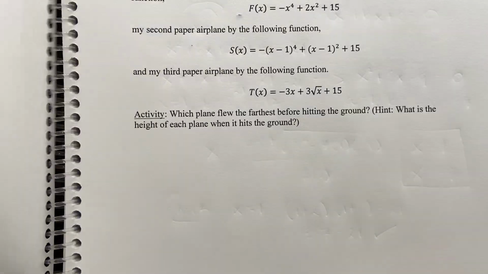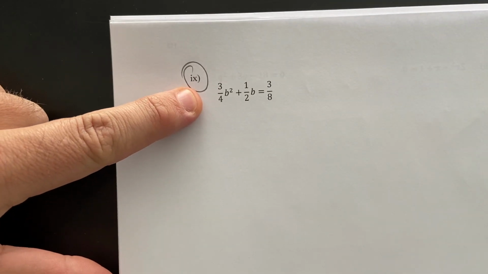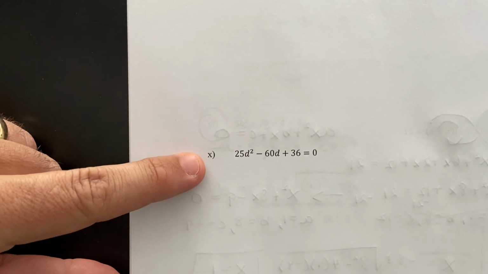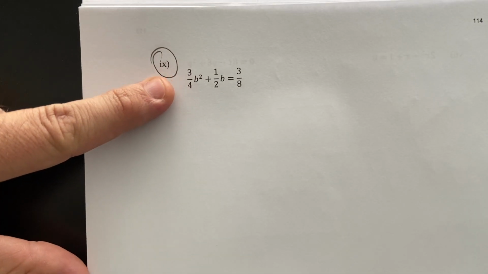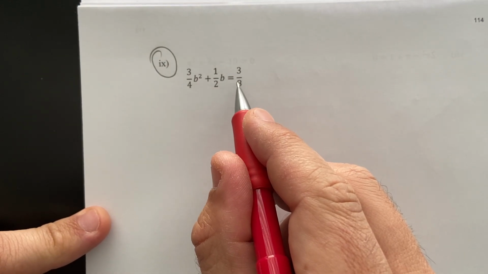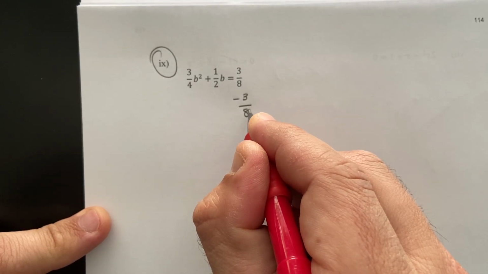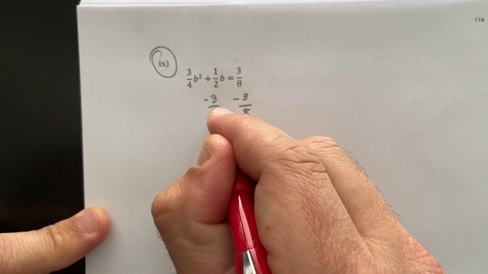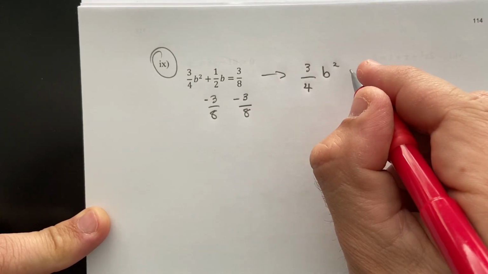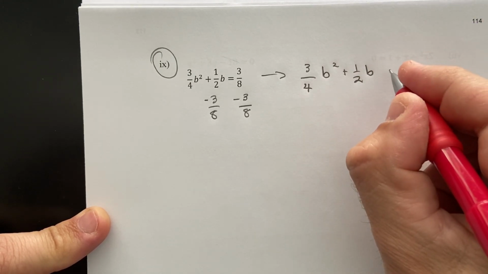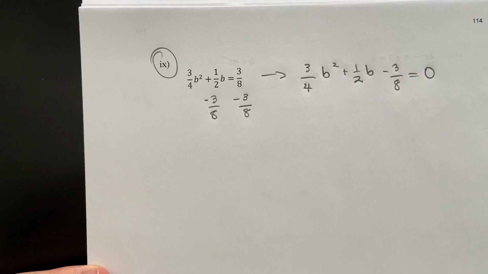On to page 114. So what I'll do is I'll do part 9 here, and then I'll leave this one open. I'll post the key, of course. So here, again, it would be a mistake to say that this is our standard form. I first want to subtract over this 3/8. So we have 3/4 b squared plus 1/2 b minus 3/8 equals 0.